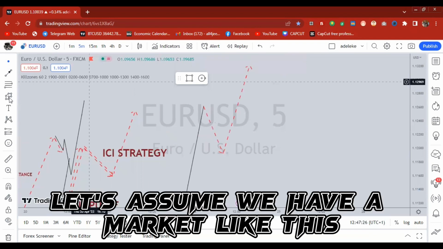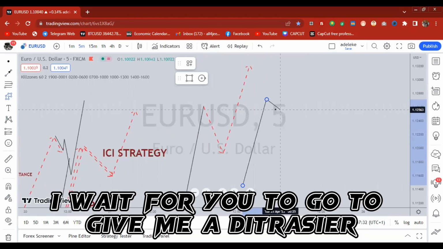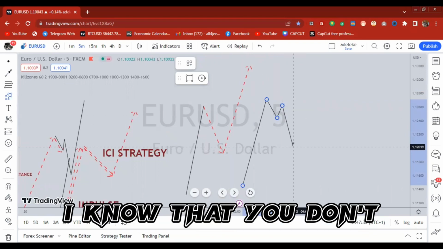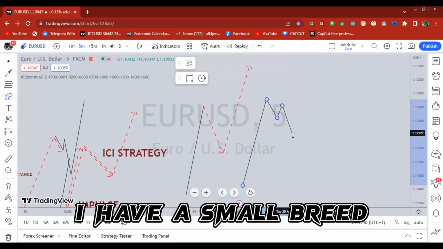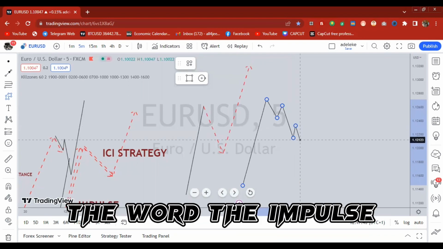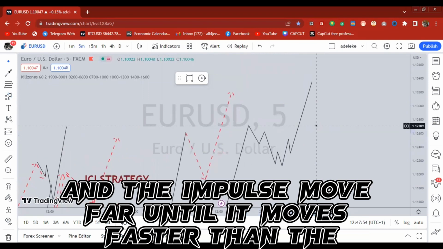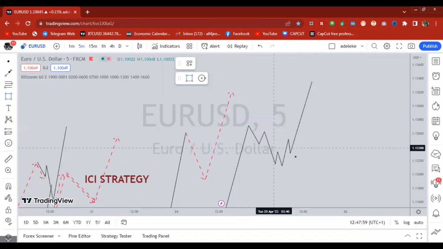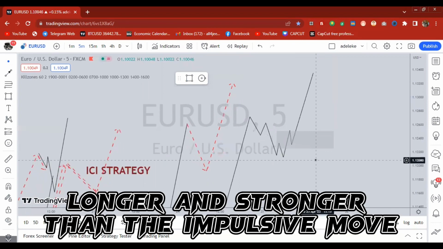Let's assume we have a market like this, an impulse like this. I wait for it to give me a retracement, because I know the market will retrace and have a small breath before continuing. On a lower time frame, when I see that the market is about to resume the impulse, I can begin to take the impulse again. The impulse moves faster, longer and stronger than the corrective move.